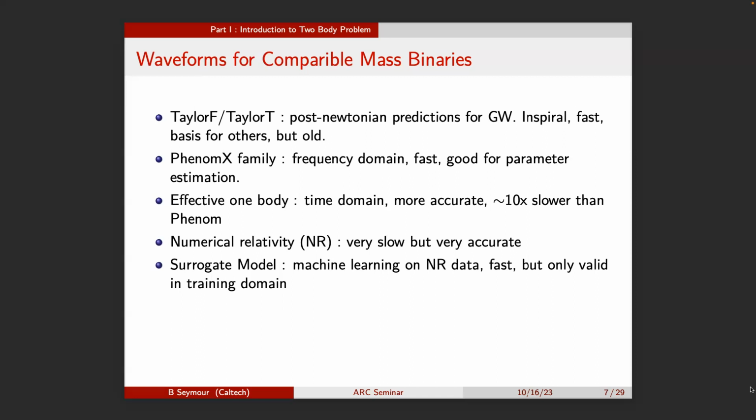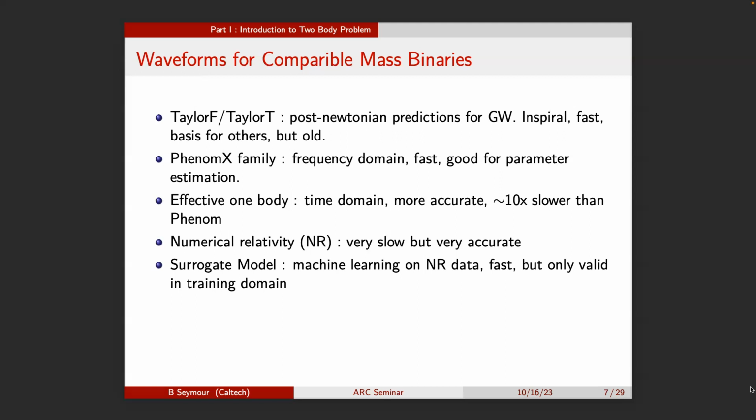Then the effective one body is time domain. It's more accurate than Phin-X, but probably at least 10 times slower. So it's only really used in parameter estimation for stranger systems where maybe Phin-X is not calibrated as well. Numerical relativity is incredibly slow but very accurate. And the surrogate model is basically doing machine learning on our data. These are really fast, but they don't generalize out of sample very well, outside of the training data.